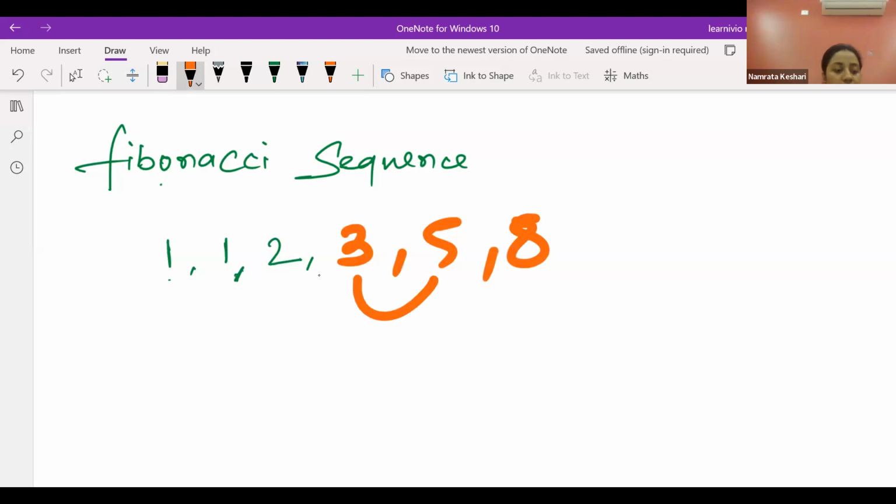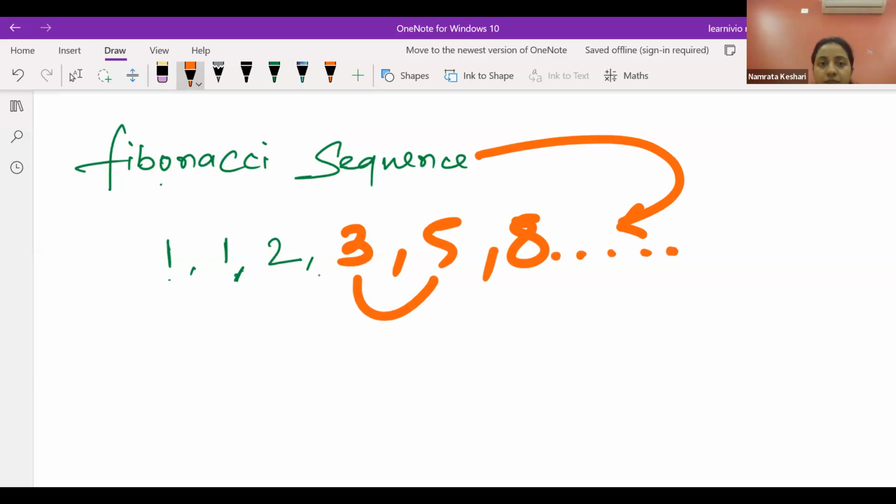Anywhere in this world, if anyone says Fibonacci sequence, the person will understand. This is a special sequence where the first two elements are 1, and after that it just keeps on adding the previous two terms to give us the next term of the sequence. That's how this sequence progresses. Got it?